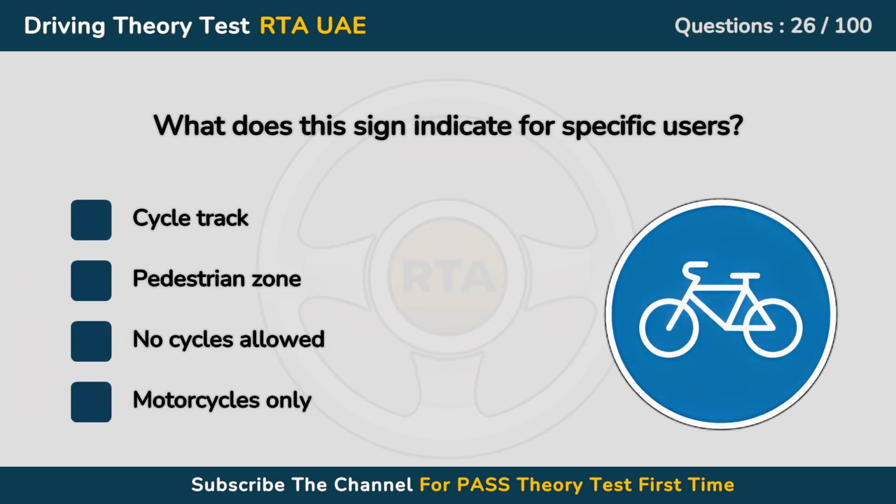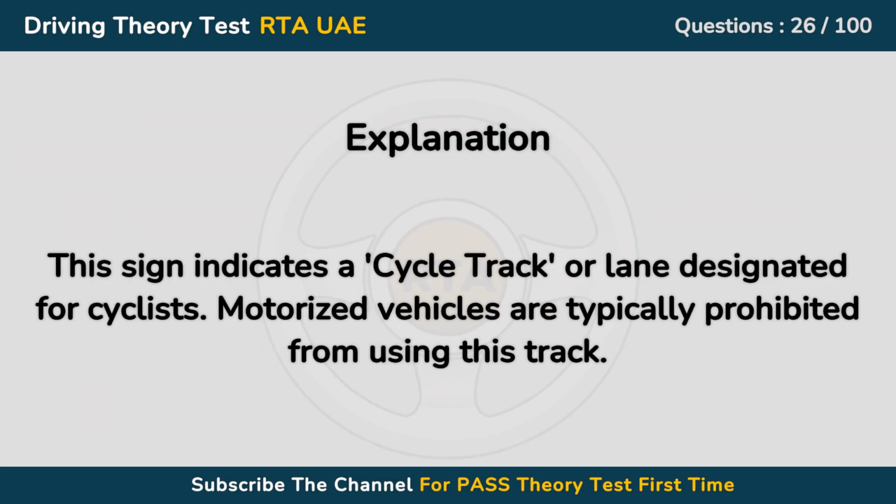Question 26. What does this sign indicate for specific users? A. Cycle track. B. Pedestrian zone. C. No cycles allowed. D. Motorcycles only. Answer is A. Cycle track. This sign indicates a cycle track or lane for cyclists. Motorized vehicles are typically prohibited from using this track.